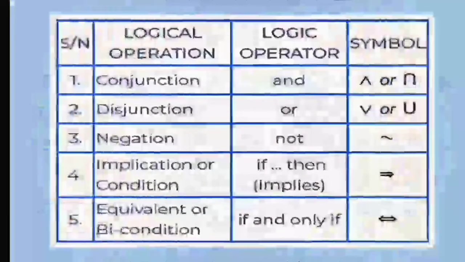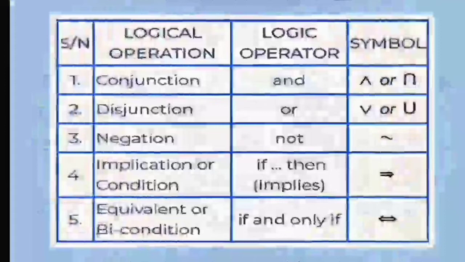Here we have a table that displays the various logical operations, the logic operators, and their symbols. We have 5 logical operations. Number 1, conjunction. The logic operator is AND. Number 2, disjunction. The logic operator is OR. Number 3, negation. The logic operator is NOT.